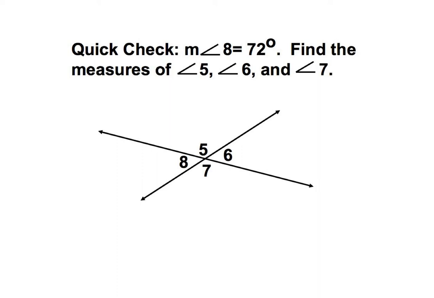All right, let's check the answers on the quick check. You were told that angle 8 is 72 degrees. What'd you come up with for 5, 6, and 7? Marley. So 6 is 72 degrees because it's the same. And then 72 plus 72 is 144, 360 minus 144 is 216, divided by 2 is 108. So 108 is 5 and 7. Very good. So 108 and 72 are our two numbers to complete it.